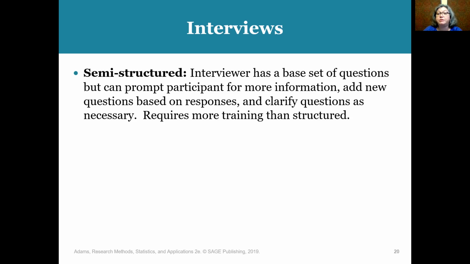Semi-structured interviews are much more difficult actually to do than structured interviews. A structured interview is a script, you can't deviate from it, you're always just following the script, whereas with semi-structured interviews, you really have to process what the participant is saying very quickly.